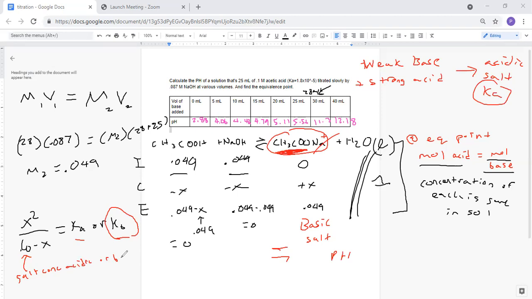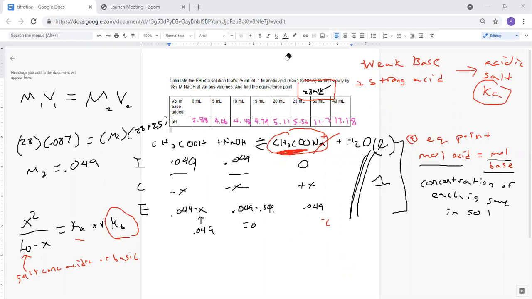If it was a neutral salt, you wouldn't even do this because the pH at the equivalence point would be 7. You just have to find the volume, right? But we're talking about acidic and basic cases here. So I'm gonna make some room.